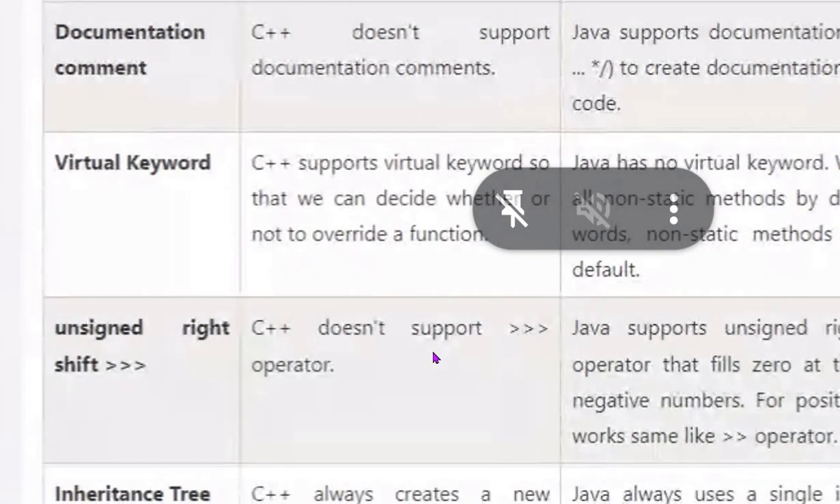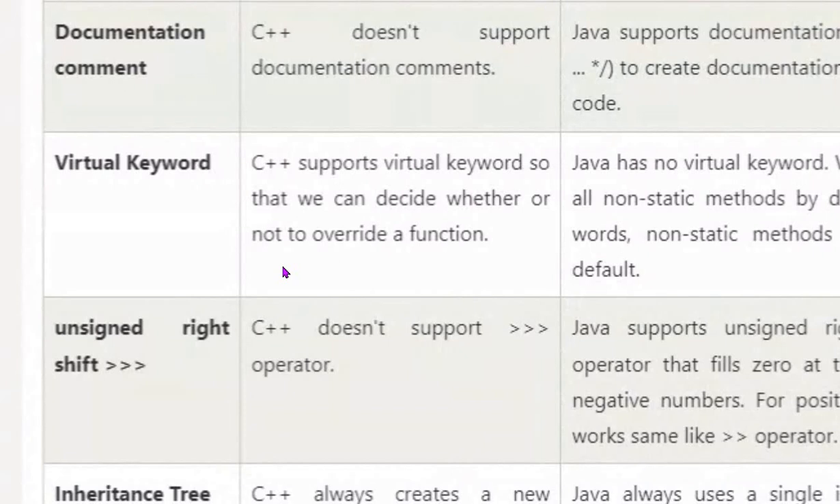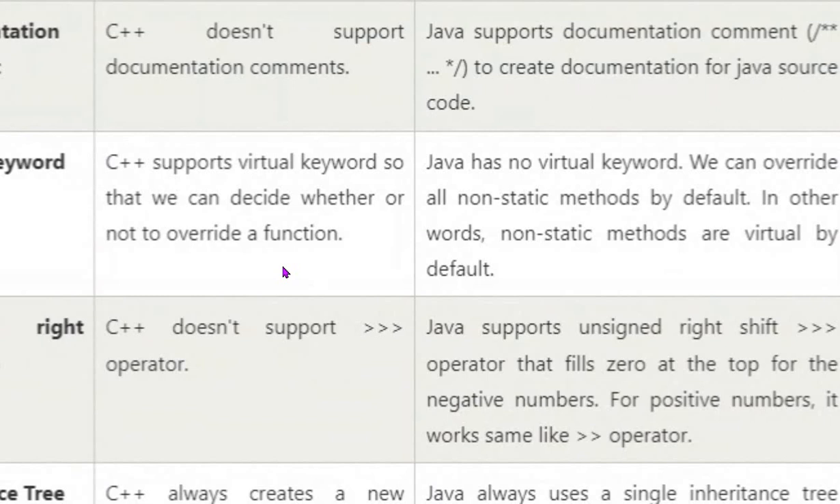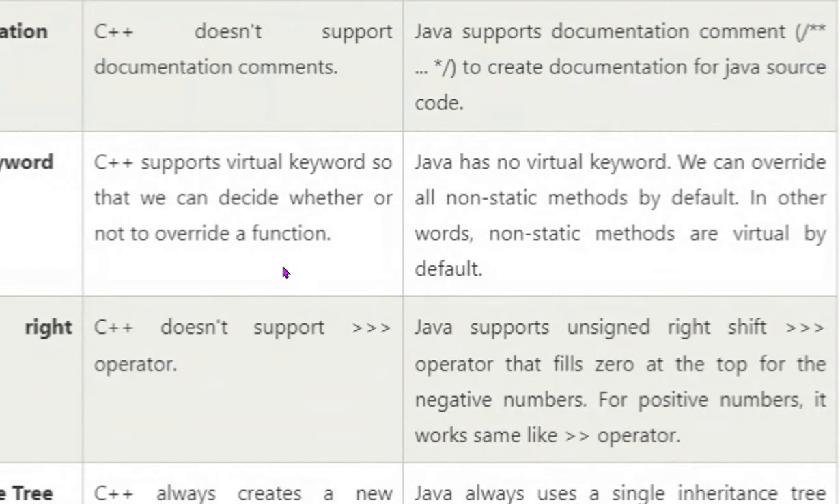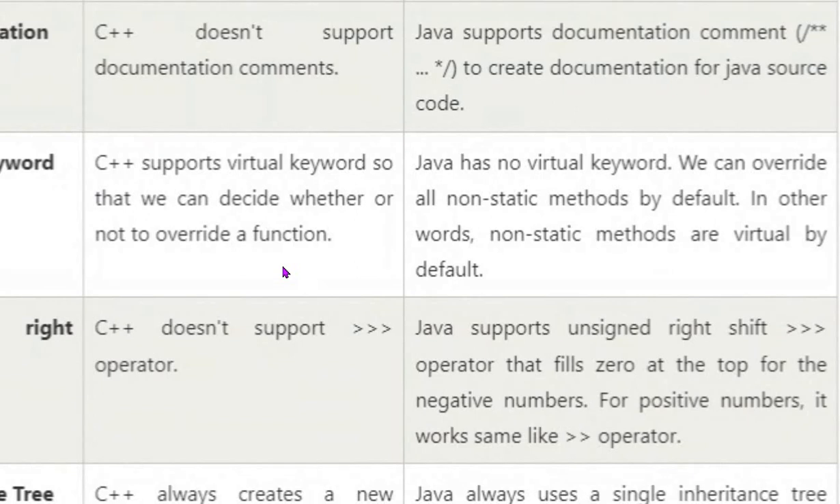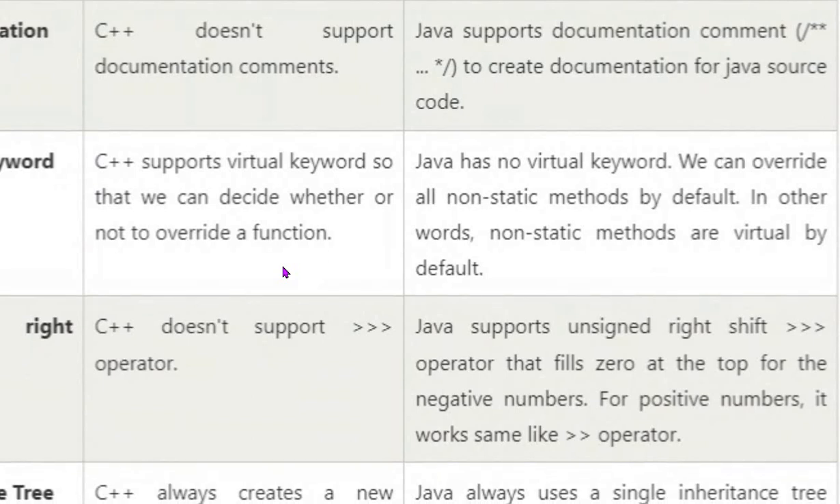So, the virtual keyword, right? C++ supports the virtual keyword so that we can decide whether or not to override a function. Java has no virtual keyword. We can override all non-static methods by default.